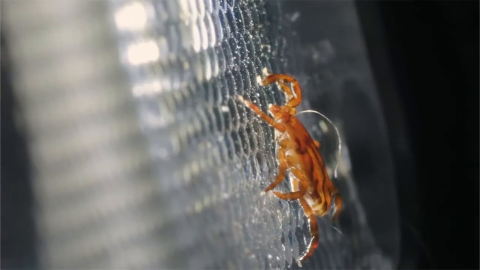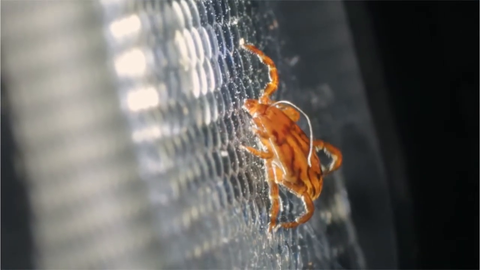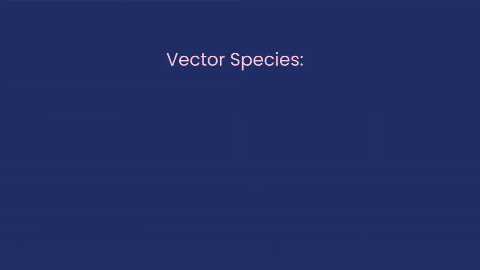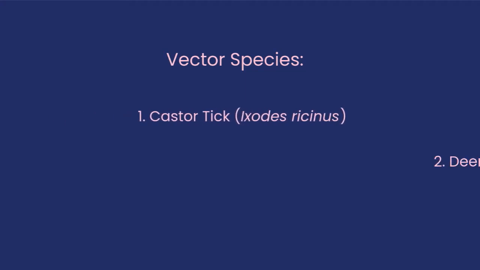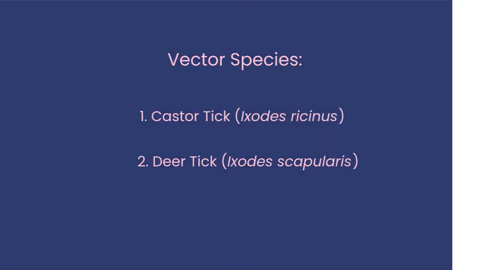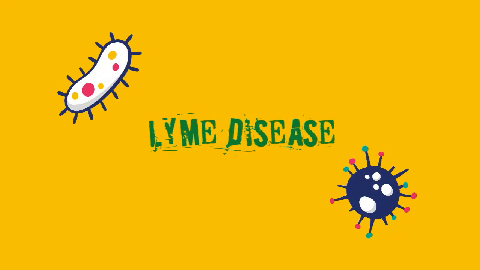Ooh, a countdown. I wonder what's next. A tick. Those things are ugly too. The two most common types of tick vectors are the castor tick and the deer tick, responsible for a number of infectious diseases, the most notable of which being Lyme disease.